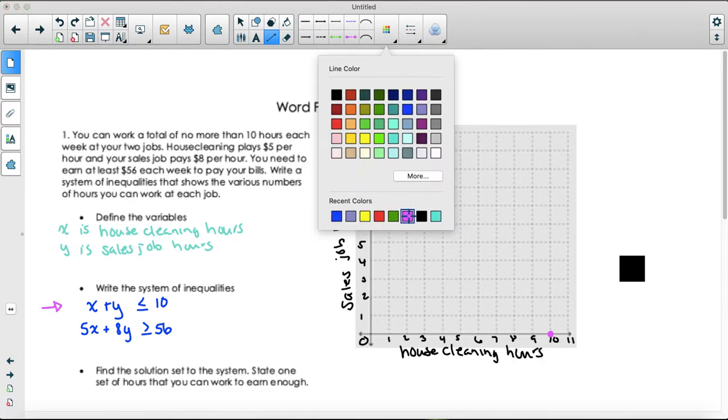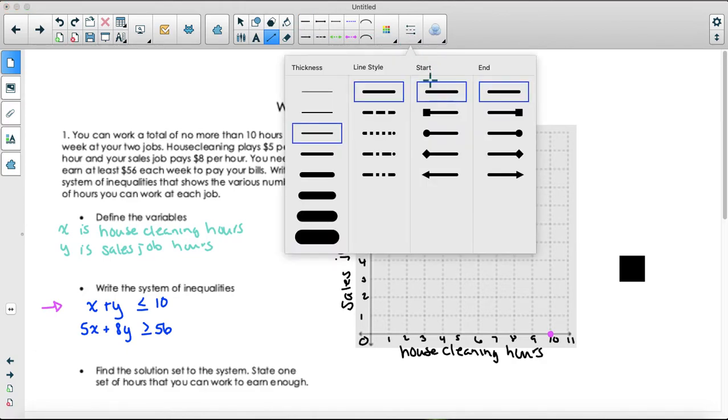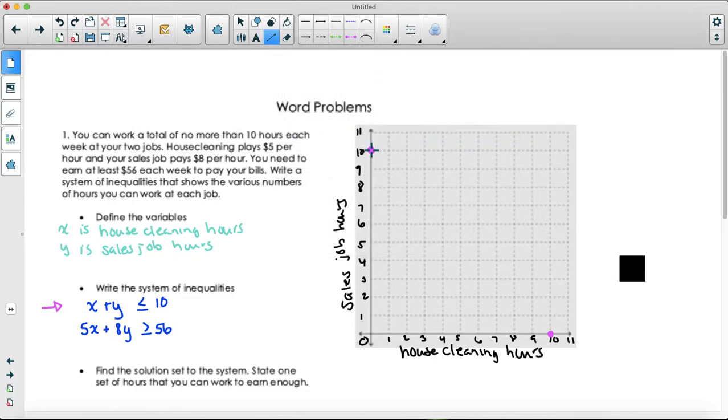Connect them with pink. It just needs to be solid, and it will not go below, so I'm going to have it as a segment instead of a line. So I'll start at 10, and I'll go to 10. And I'm not going to shade yet because I want to make sure I can graph my second one.